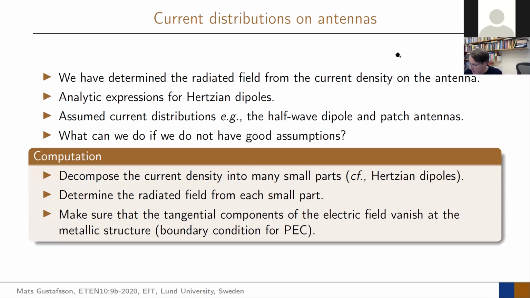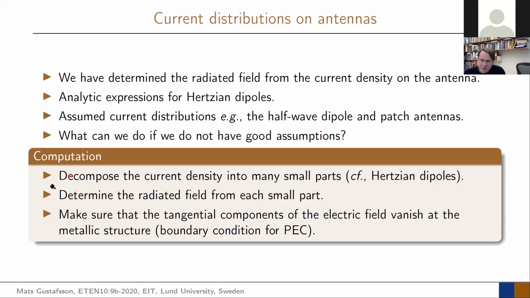So what we need to do in these cases is that we really need to get back in some ways to how we can determine the current. And we have learned some analytic expressions for small elements, Hertzian dipoles. And that's almost what's used in this software. And we made some assumptions of the current distribution on, for example, half-wave dipole and patch antennas, which works in many cases. But if we don't have these good assumptions, we need to compute the current density. We need to compute the shape of it.